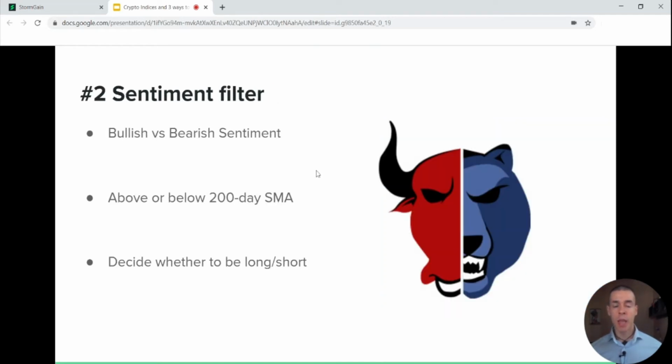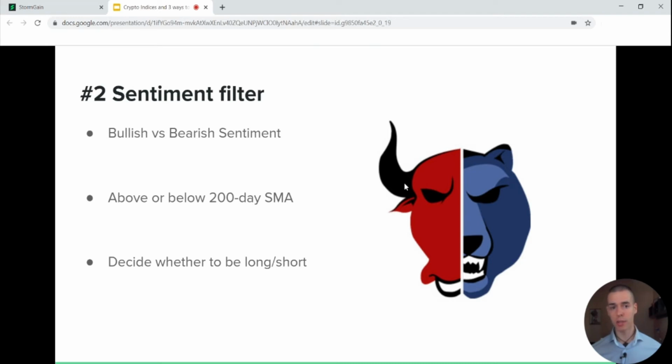Second of all, indices can serve as a sentiment filter. What I mean by this is they can be a very reliable way of assessing bullish versus bearish sentiment in the markets. A typical way of doing this is by using the 200-day simple moving average. For example, if one of the indices falls below the 200-day simple moving average, it can be considered that the overall sentiment in the cryptocurrency market has become negative, and if you're practicing a long-only strategy where you're only buying, then it may be a good time to liquidate all your positions, or if you don't have any position, then don't open new ones.